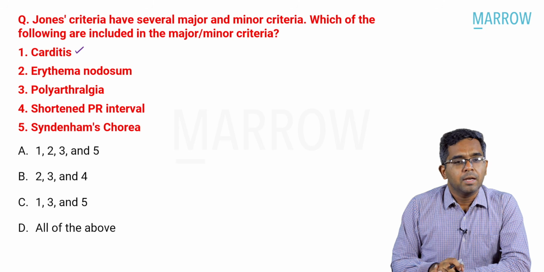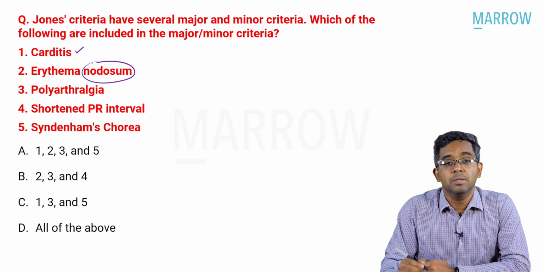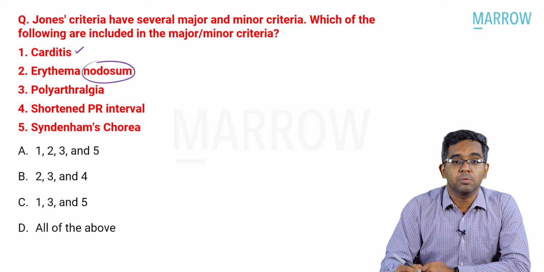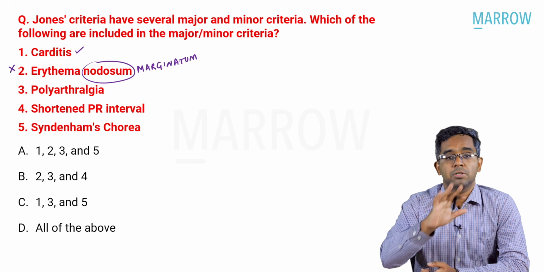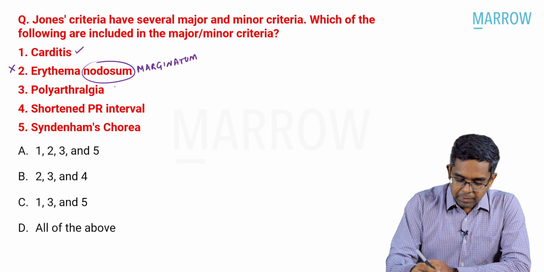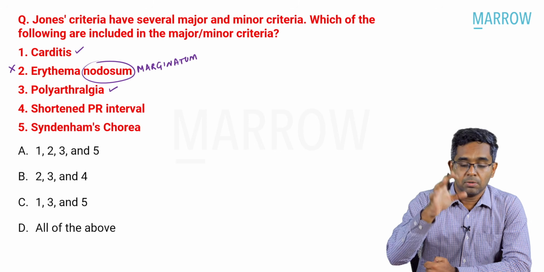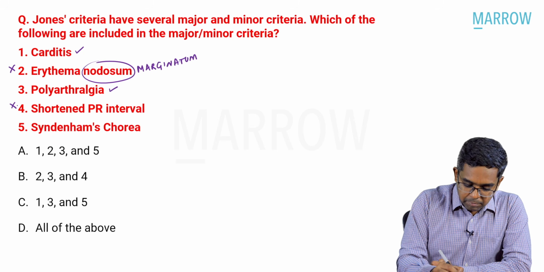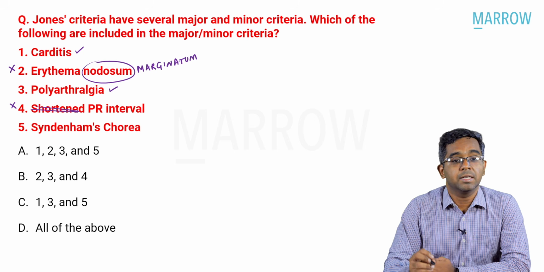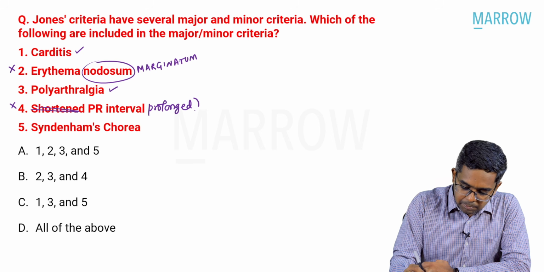So that is correct. Erythema nodosum? No. There is an erythema noted in acute rheumatic fever, but it is erythema more in the margins with a center clear area. What do you call that? Yes, erythema marginatum. So erythema nodosum is a wrong one. It's not related to Jones criteria. Polyarthralgia: you can get polyarthralgia, you can get monoarthralgia also in case of acute rheumatic fever. That is also included under Jones criteria. So that is correct. Short PR interval is wrong because in the minor criteria, there is a prolonged PR interval and not a short PR interval.